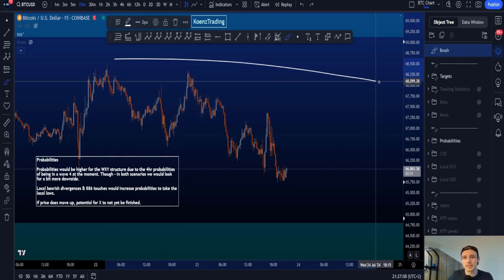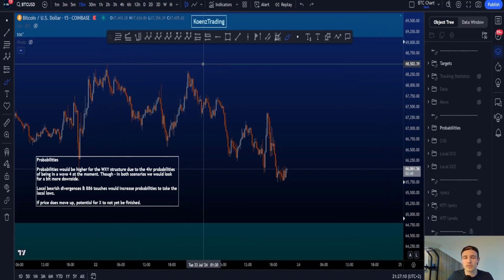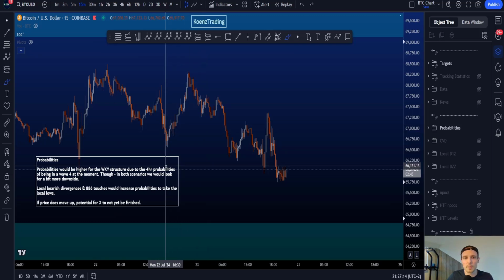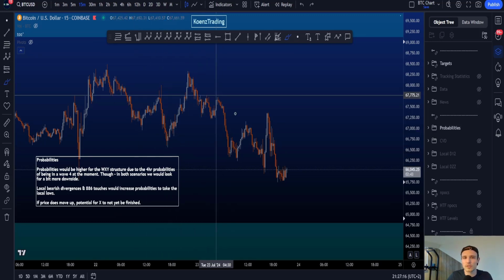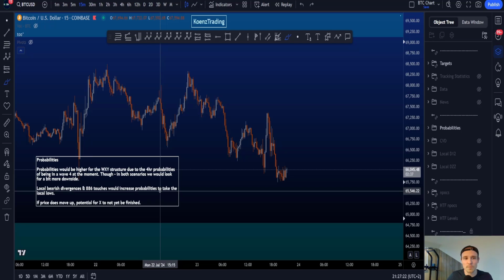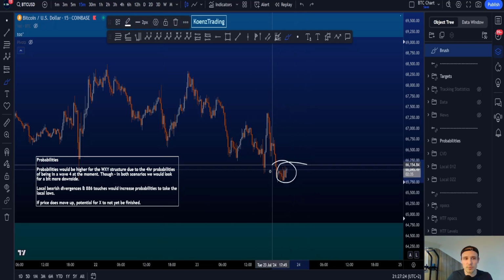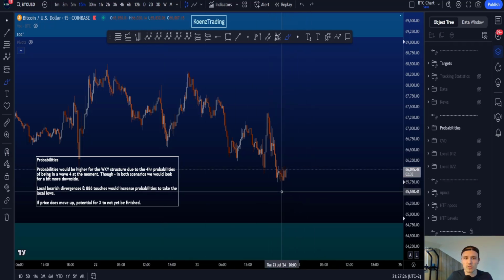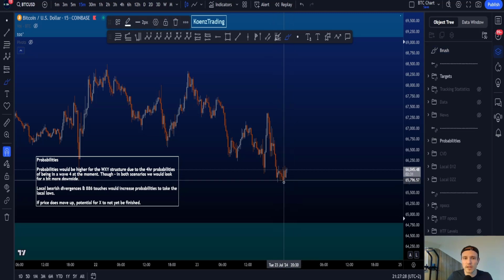But the probabilities are higher for a corrective structure, as we are looking for a wave 4 on the 4-hour time frame. But in both of these scenarios, the multi 1-2 as well as the WXY, we would prefer to see at least one more low. Locally over here, the probabilities at the moment are also higher to still take the lows here at some point.